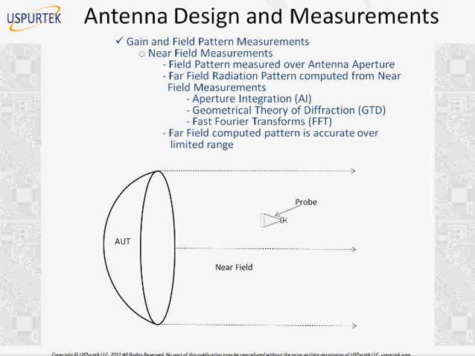Another option is that this is not a very expensive technique, because from the near field measurements you can calculate the far field radiation pattern. That is also possible. You use certain techniques like aperture integration, geometrical theory of diffraction, and fast Fourier transforms to take the near field measurements and build a far field radiation pattern out of them. Of course, there will be a limitation there. Because it's a mathematical model, there will be slight variation from the actual one, but it's practically useful.